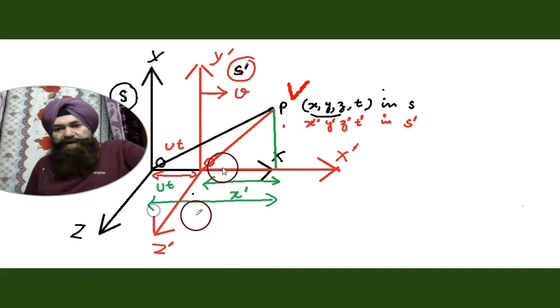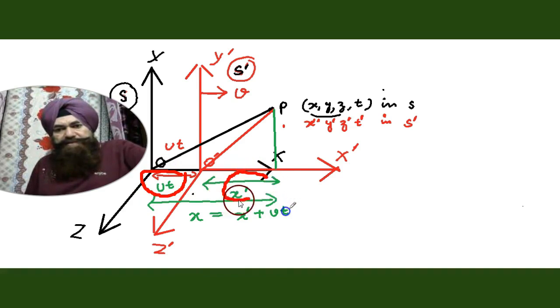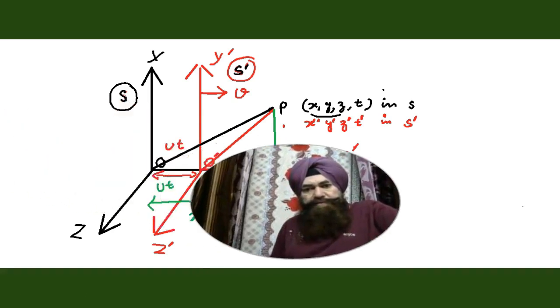What is x? For this event P, the distance along the x-axis from the S frame is x. From S dash, the distance is x dash. Now x is equal to, very simple, this distance plus this distance. So x is equal to x dash plus Vt.